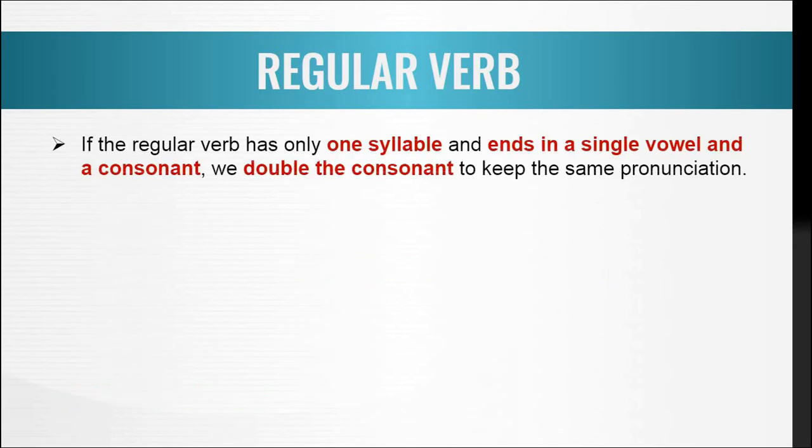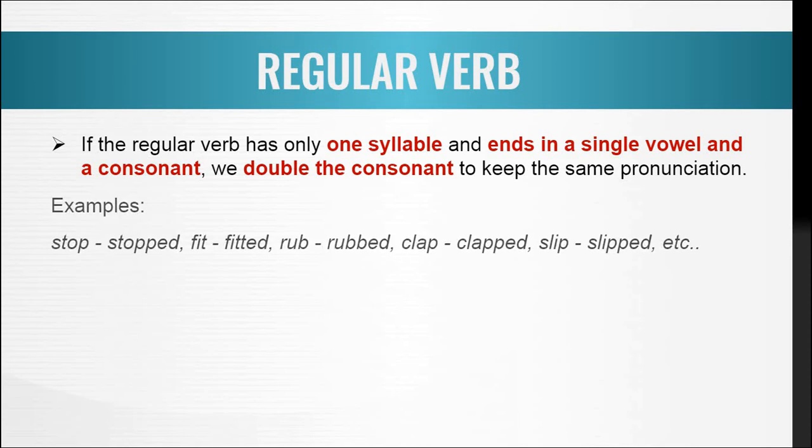If the regular verb has only one syllable, this is another rule. If any of the regular verbs have only one syllable and end in a single vowel and a consonant, we double the consonant to keep the same pronunciation. So whatever we have talked about, the one syllable word ending in one single vowel and one consonant, we double the last letter. Look at it, the word stop. Stop is a one syllable word, stop.